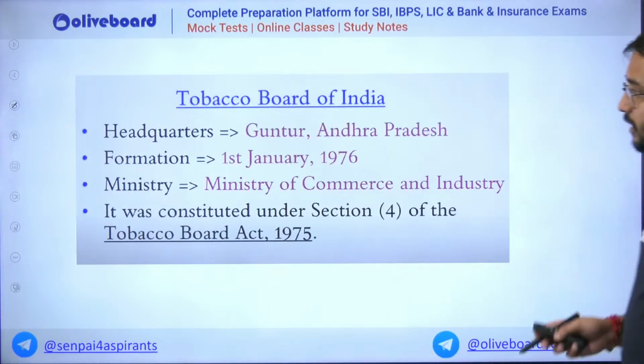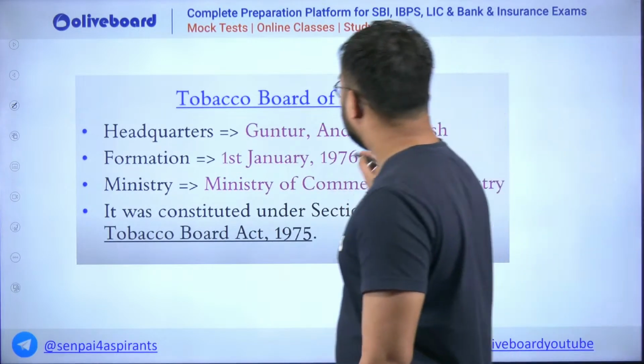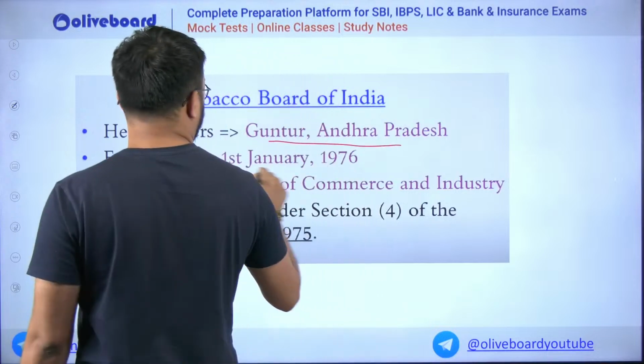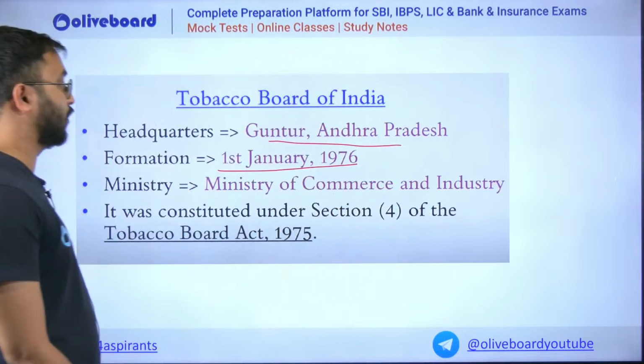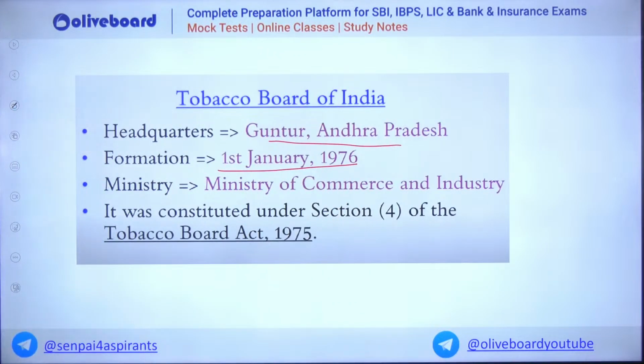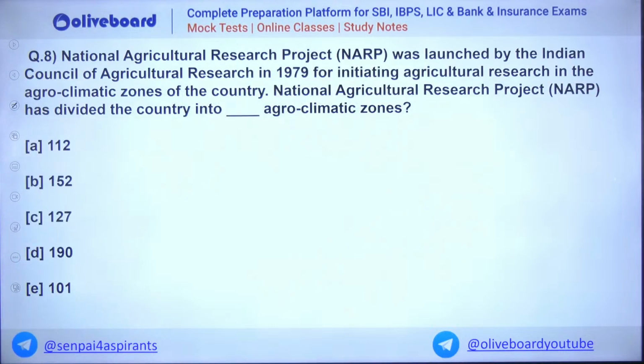Then comes Tobacco Board of India. Headquarter is Guntur, Andhra Pradesh. 1st January 1976 is the formation date, under Ministry of Commerce and Industry, and it has been constituted under Section 4 of Tobacco Board Act of 1975.